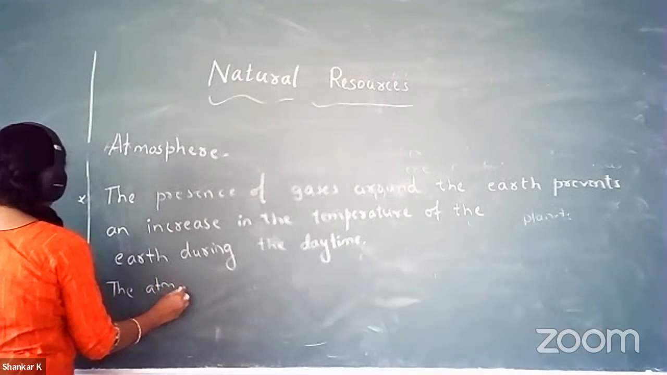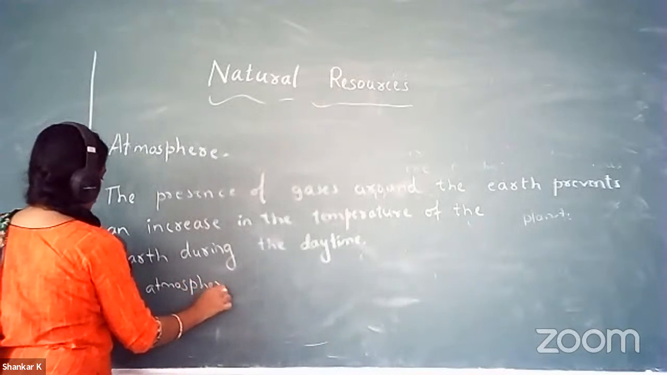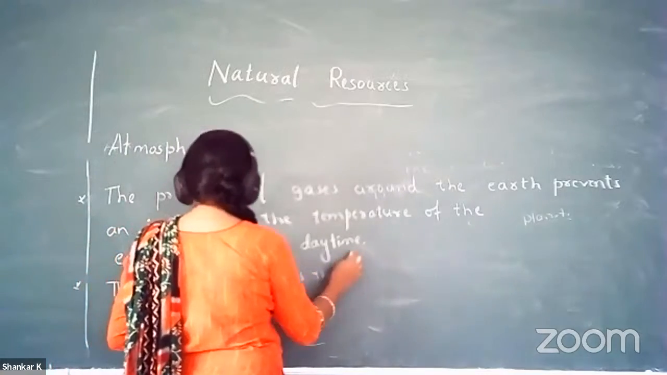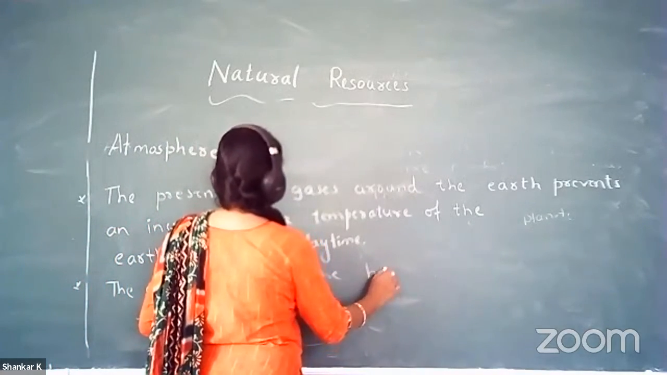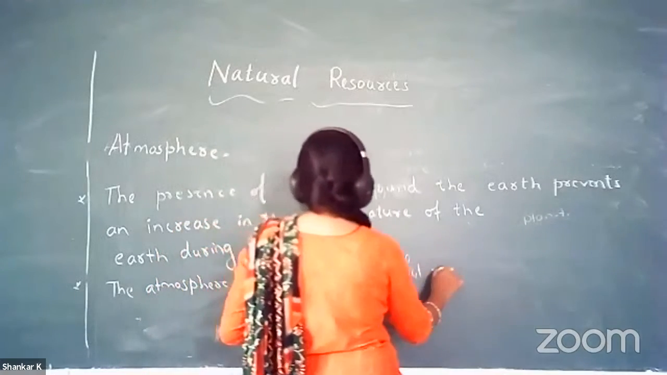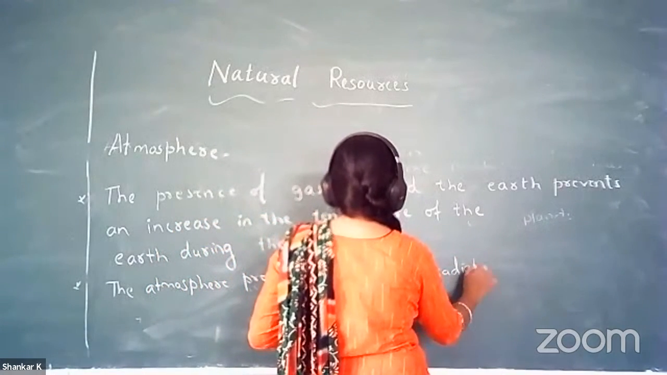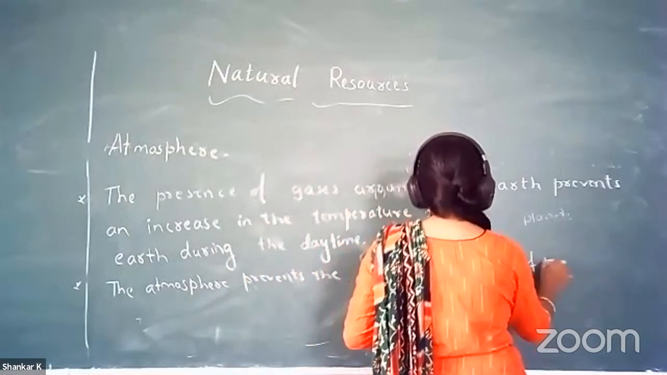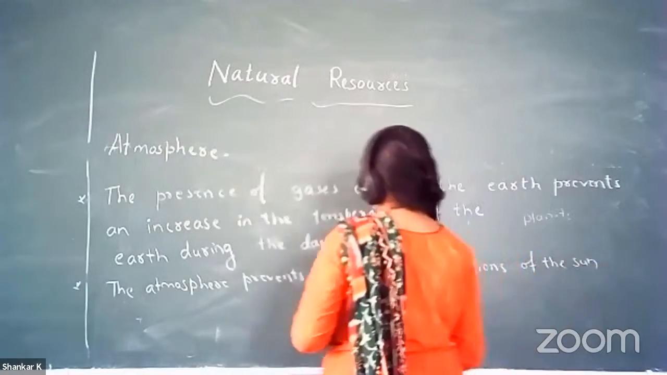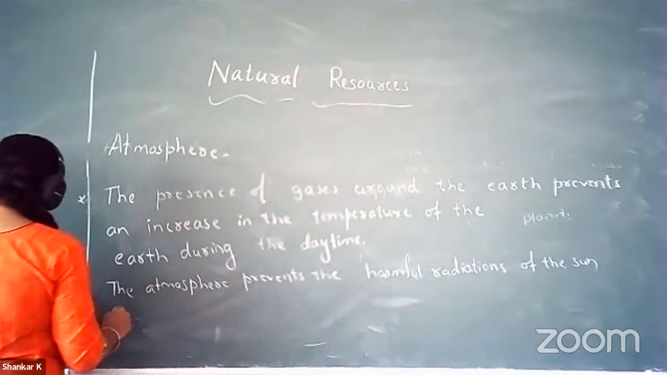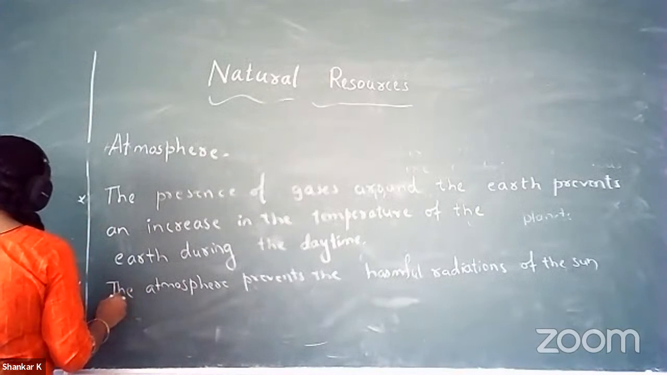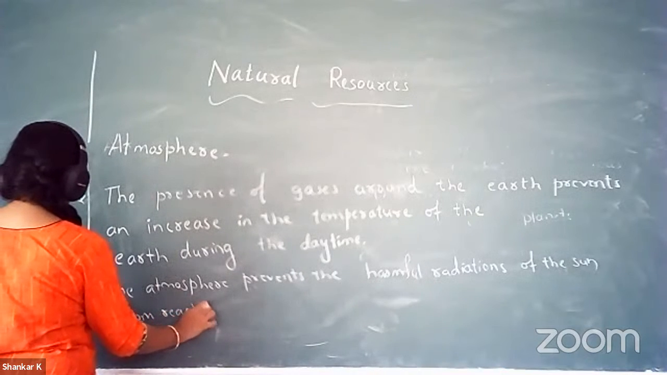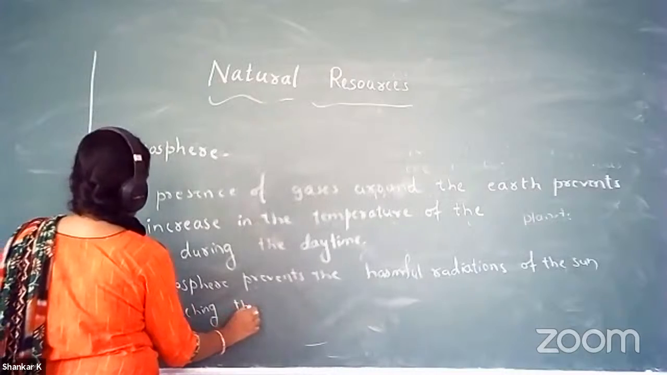The atmosphere prevents the harmful radiations of the sun from reaching the earth's surface.